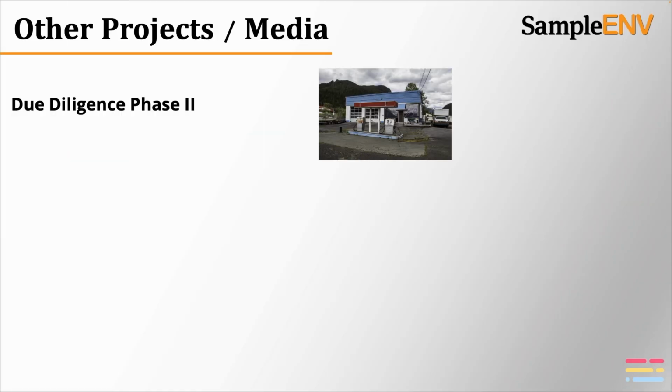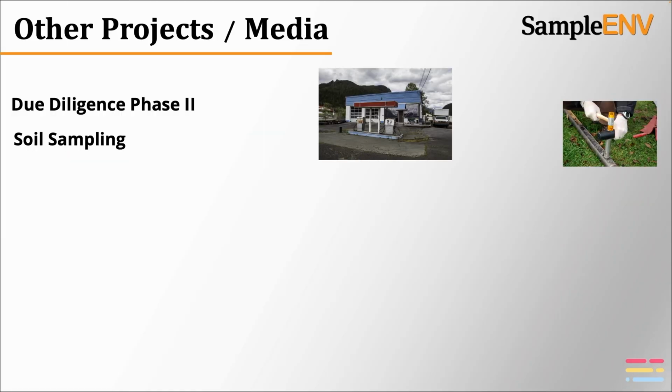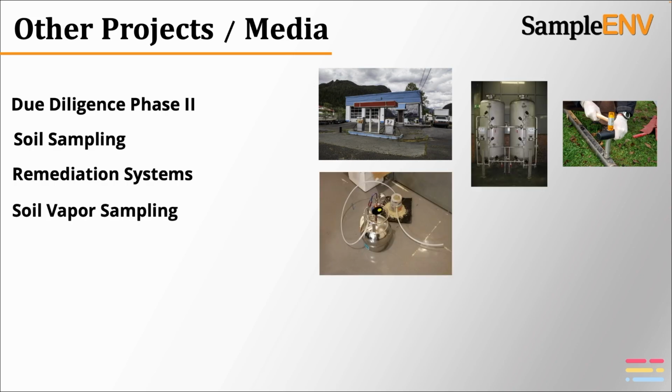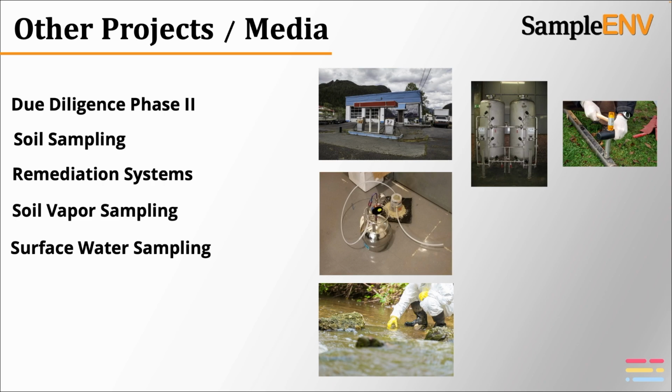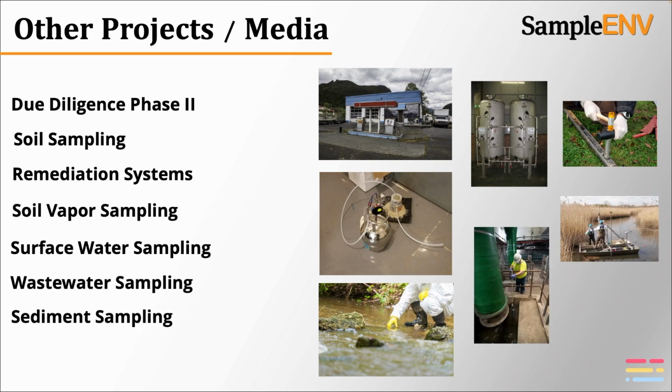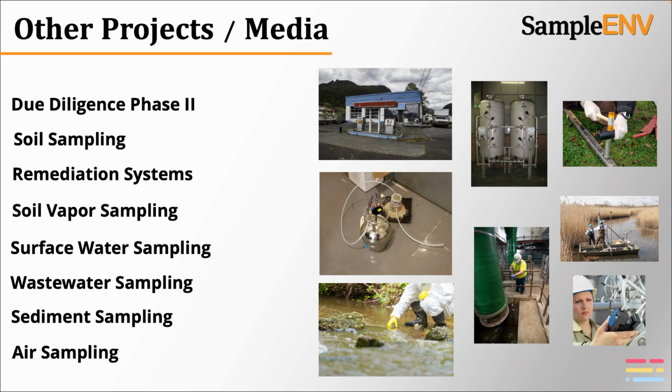The platform is great for all kinds of different media. It's great for Phase 2 real estate transactions, when the customer needs the report yesterday. It's also great for soil sampling, remediation system sampling, soil vapor sampling, surface water sampling, wastewater sampling, sediment sampling, air sampling, and, as mentioned earlier, asbestos sampling. Another significant emerging market is cannabis. As they legalize cannabis across the country, there's all kinds of quality control measures and regulations that require sampling, analysis, and reporting using third-party samplers and chain of custody documentation.